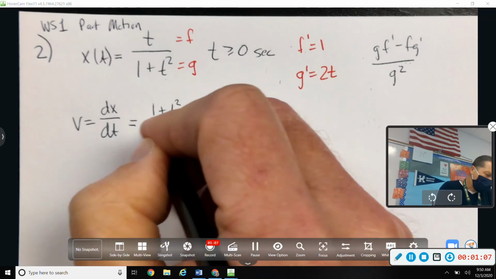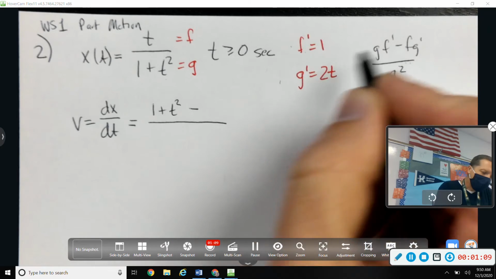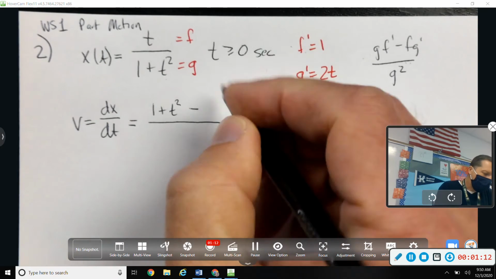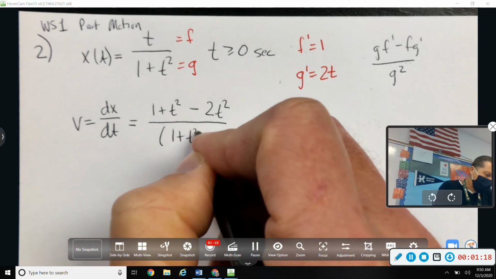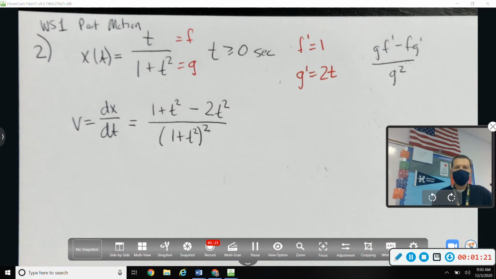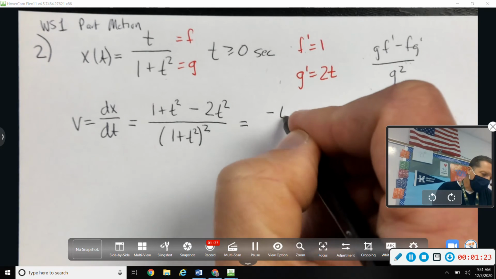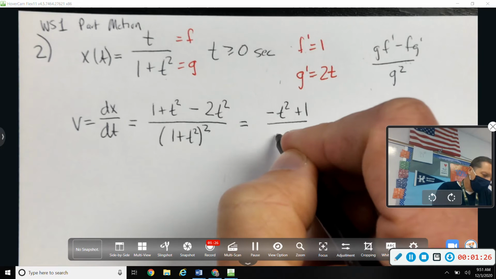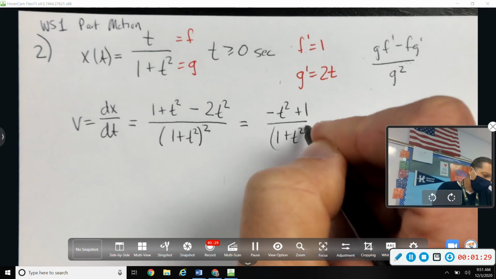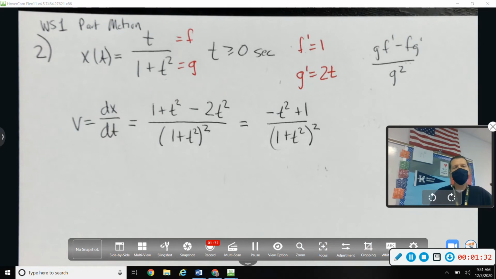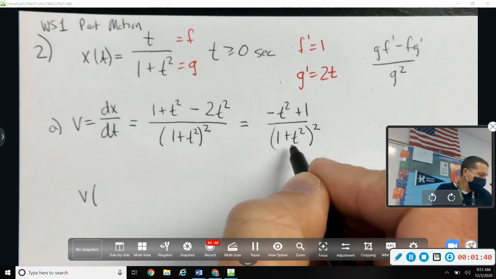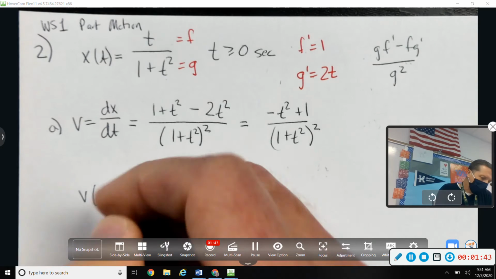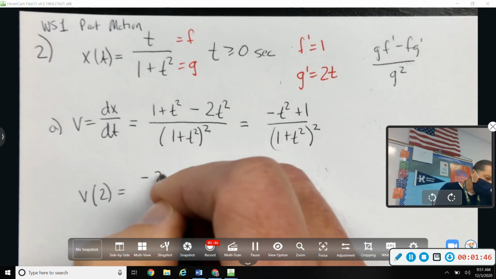So g f prime is 1 plus t squared, minus f g prime, so that would be minus 2t squared, over g squared. Clean that up a little bit. Negative t squared plus 1 over 1 plus t squared, squared. And so that's part of the answer. That's the velocity at time t. The velocity at time 2 means just plug 2 in.